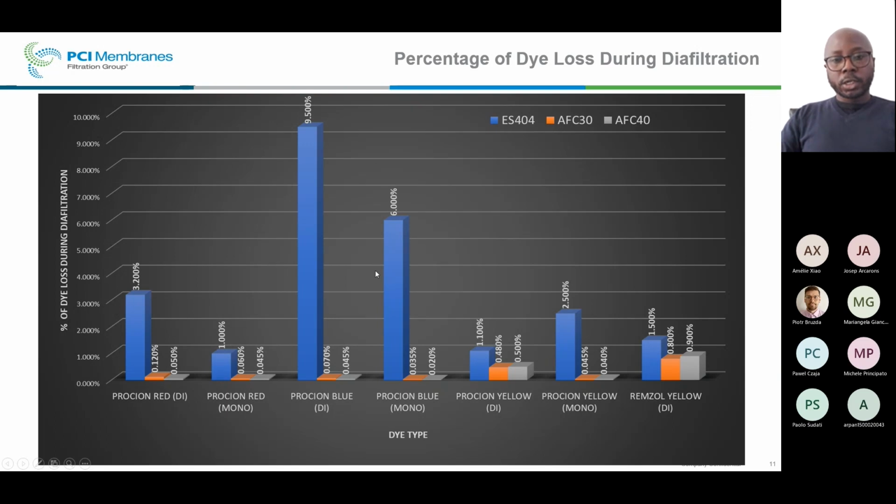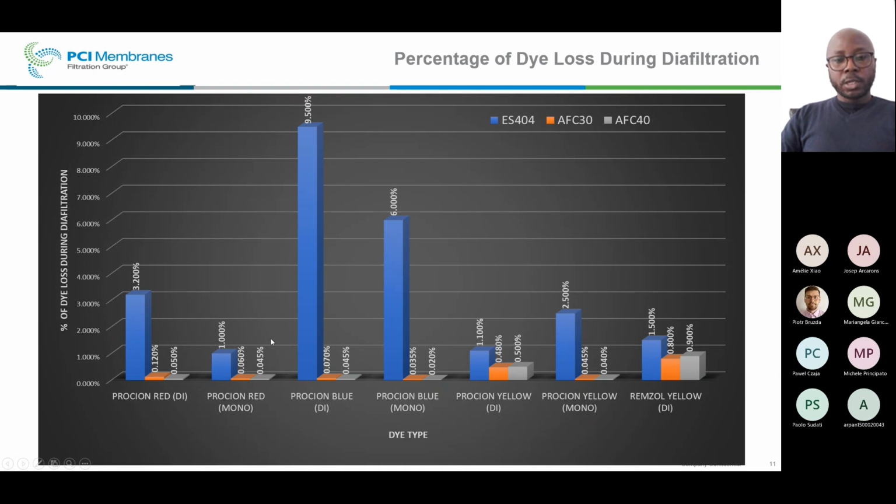It is reasonable to see the highest amount of dye loss with the ES404 membrane type, because it's the most open, although it requires less water to be added to the solution when desalting. But we're also seeing a very low passage or loss of dye with either the AFC 30 or the AFC 40. This is reasonable information to pass to the client: the product loss is minimal while using the nanofiltration membrane.